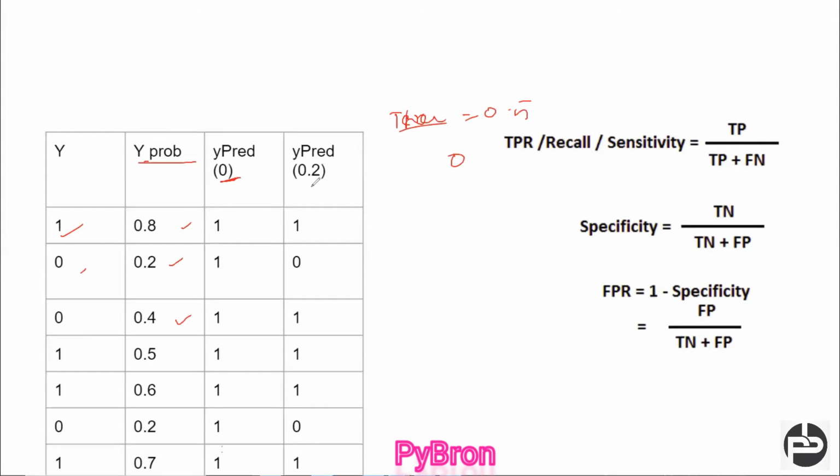Similarly, at 0.2 also we can calculate, and similarly for 0.3 also. Let's suppose we predict the y value at 0.2. Any probability more than 0.2, I mark it as a 1, my bad, and if any probability is less than 0.2, I mark it as a 0. So you can see 0.8 is more than 0.2, so I mark it as a 1. 0.2 is equal to 0.2, so I mark it as a 0.